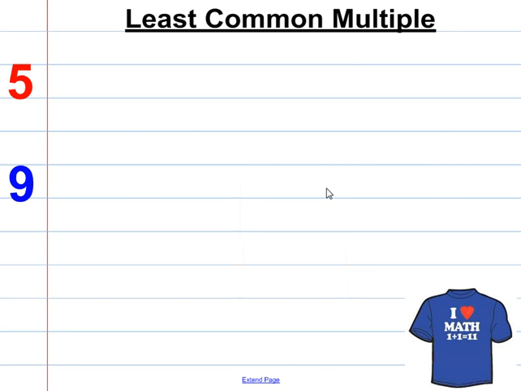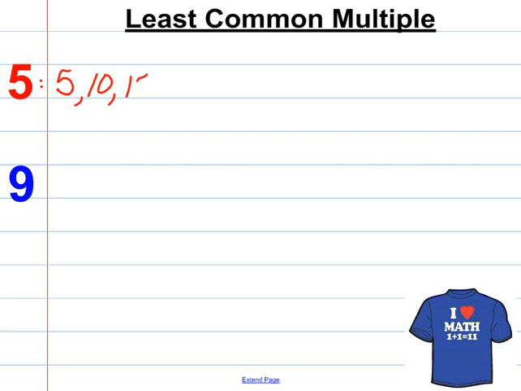Today we're going to discuss least common multiple. Now remember, a multiple of a number is the product of that number. Another way I like to think of it is a skip count. So if we're looking at the number 5, there's a couple ways to think of this.